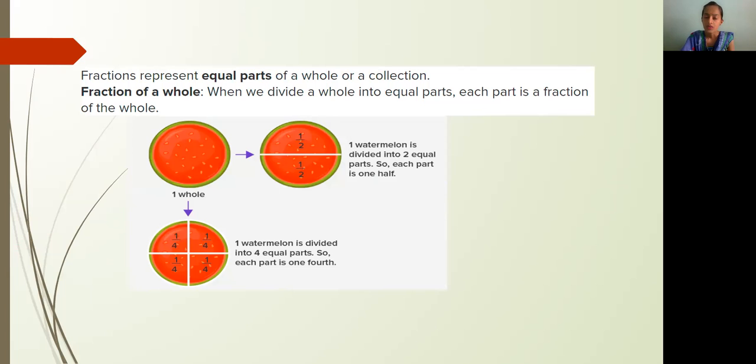This is a fraction. Here a whole object is divided into some equal parts. For example, 2 equal parts, 4 equal parts, 6 equal parts, any equal parts, and each part is called a fraction of a whole.